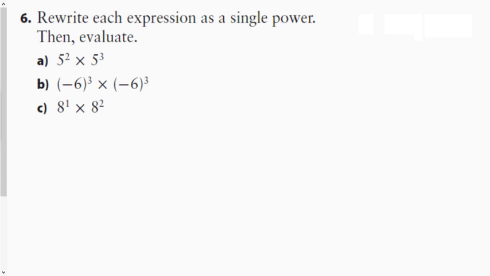Question 6 says rewrite each expression, so we're doing the exact same thing again. Keep the base, add your exponents. 5 to the exponent of 5, which I think I know is 3125. I think I know that one.